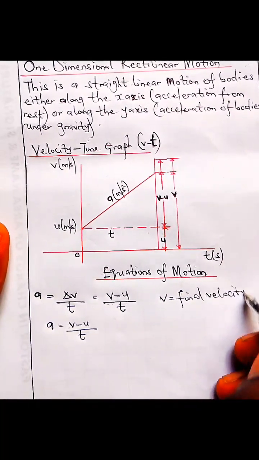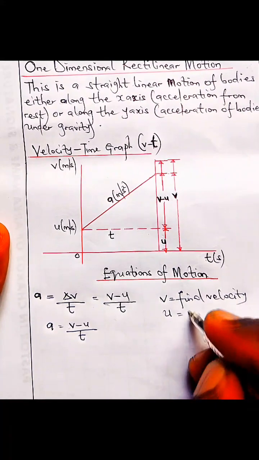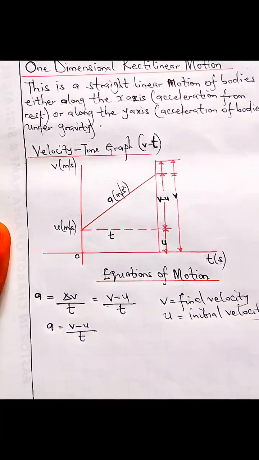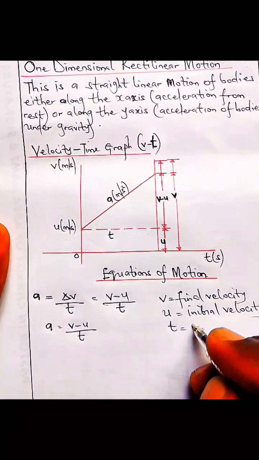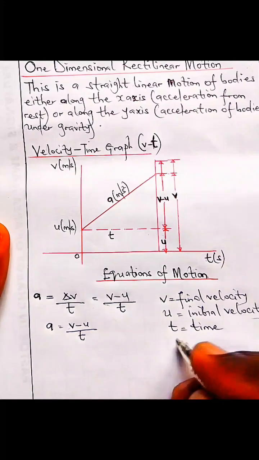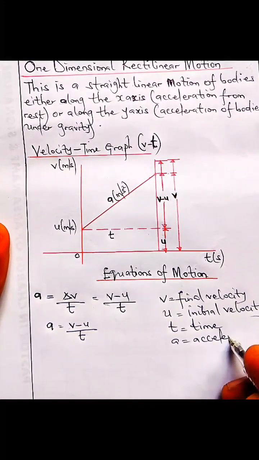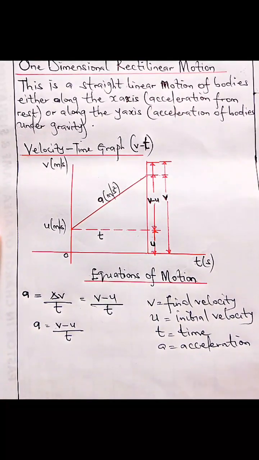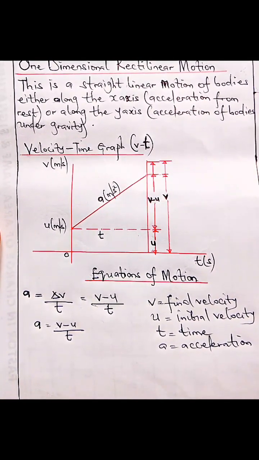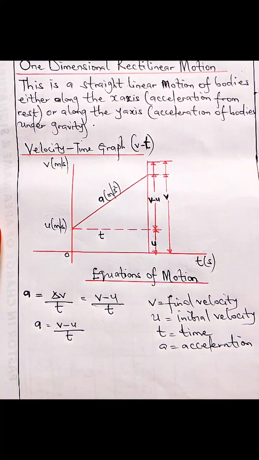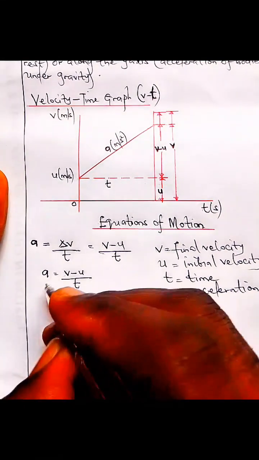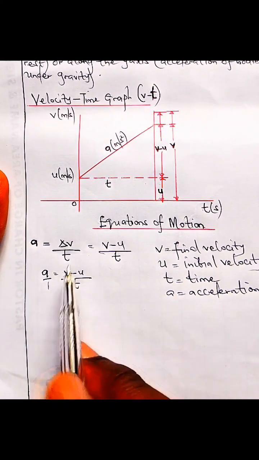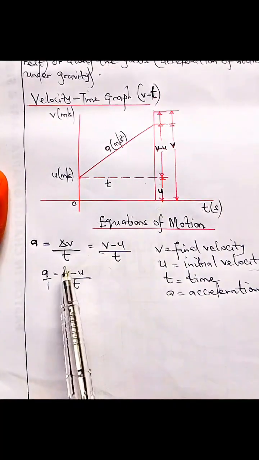The v is final velocity. The u represents initial velocity, the t represents the time, which is in seconds, and the a represents acceleration. I'm doing this for those that don't have a basic knowledge of this. So v represents final velocity, u is initial velocity, t is time, a is acceleration itself. Don't forget, the formula for average acceleration is change in velocity over time taken. Change in velocity means final velocity minus initial velocity, over time.